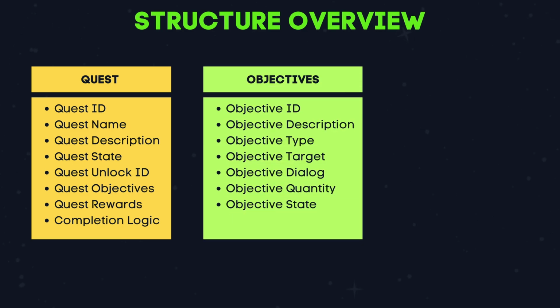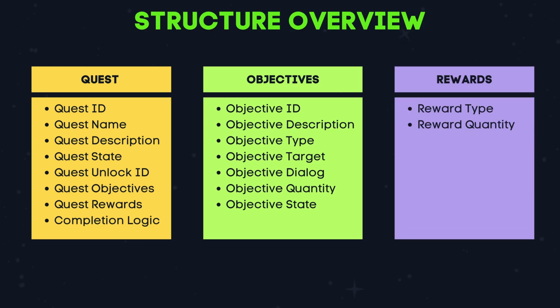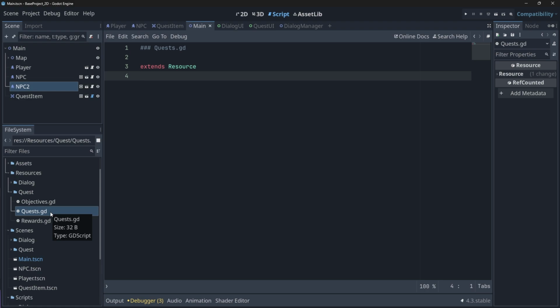Now, our objective script will help us create the structure of our objectives for our quest, including their criteria and completion status. And then finally, our reward script will help us create the rewards for our quest, including the reward type and amount. Let's first create our rewards and objectives before we create our quest structure. We'll start with our objectives. For our objective structure, we will need to start off by giving each quest objective an ID and a description so that we can populate the UI with these values.